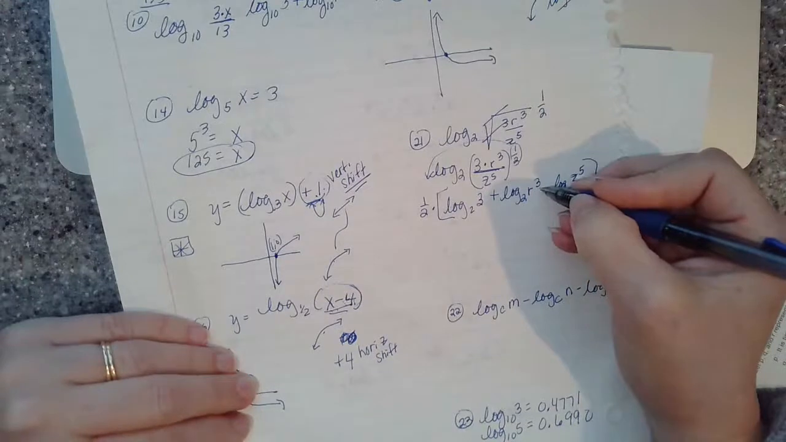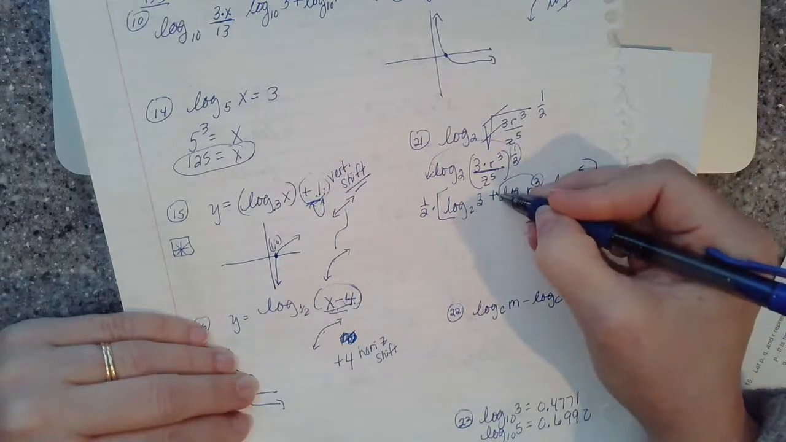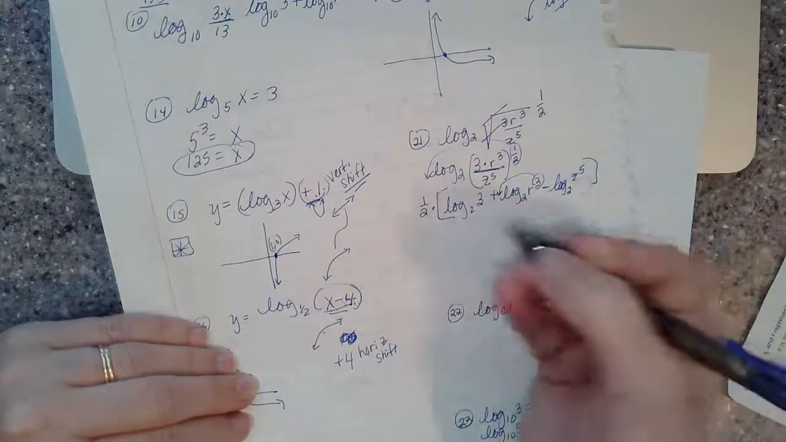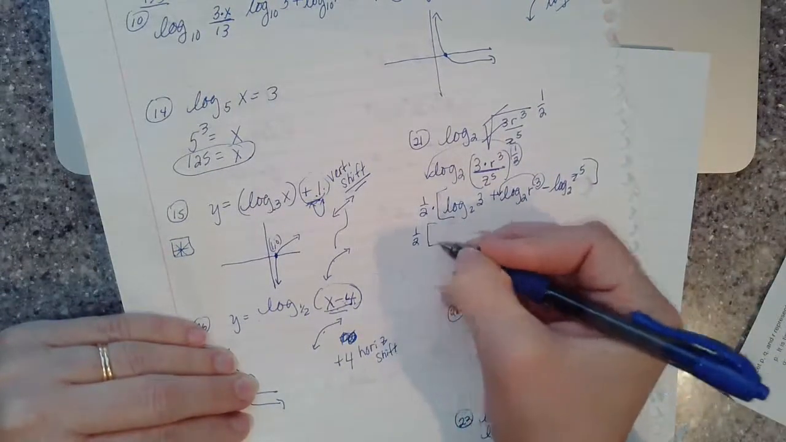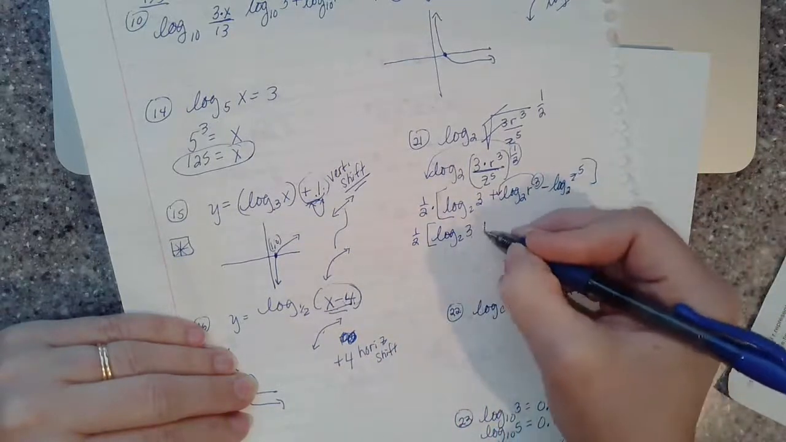Brought down. And then we need to distribute our half. So let me save that half to the very last thing. Log base 2 of 3. That 3 is brought down in front of that log base 2 of r.